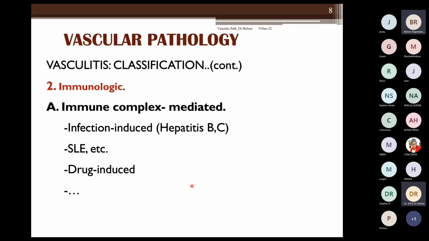The second category of vasculitis is immunogenic, so immune complex mediated. So for example, infection induced. So in immunology, you understand this immune complex mediated. Immune complex ikorwa gute? Hari antigen umuntu asanganywe, yinjiye mu muntu adasanganywe, yinjiye ku muntu, it is like a foreign body.